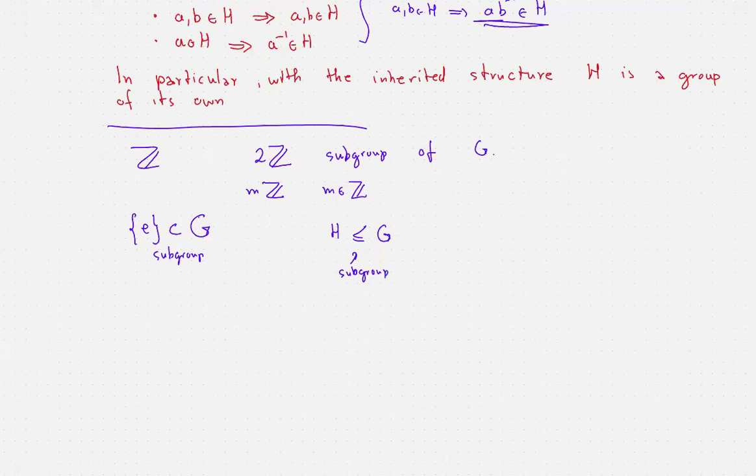Usually we're interested in the subgroups that are somewhere in between the trivial subgroup and the total subgroup that we have.